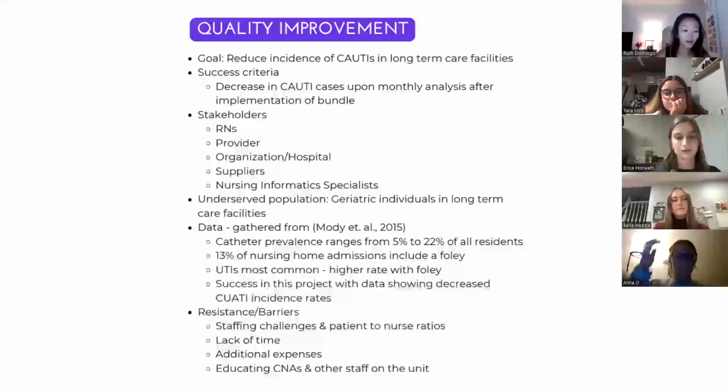And then a few barriers to implementing this change are, one, staffing challenges, the nurse to patient ratios. Managers need to make sure that the patient load isn't too high for individual nurses so that they're able to do their cares fully and not skip anything. Lack of time could be a thing, since training staff and implementing changes does take time. Additional expenses, and then educating other staff like CNAs to make sure that everybody in the unit is aware of the bundle changes.